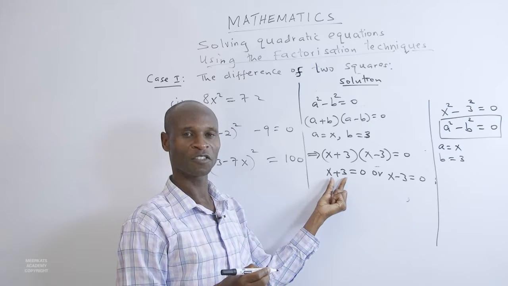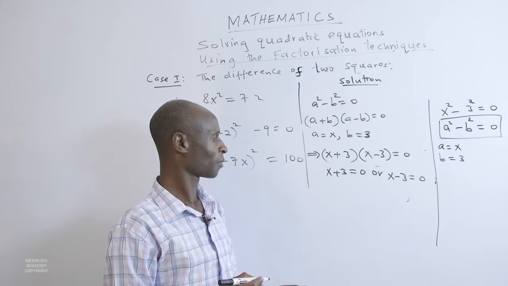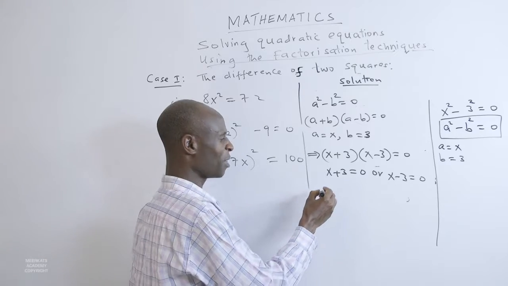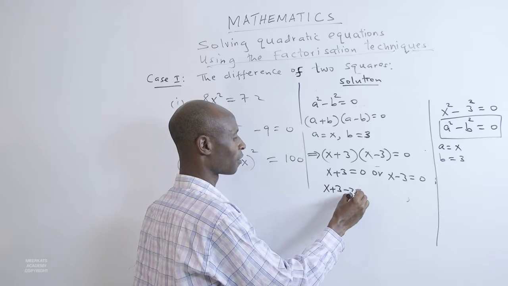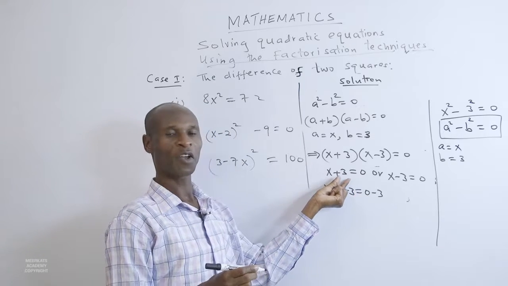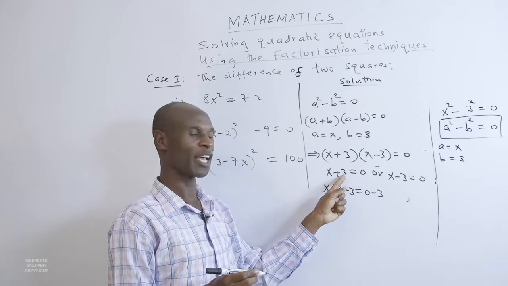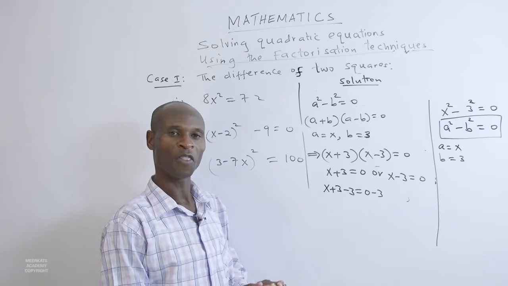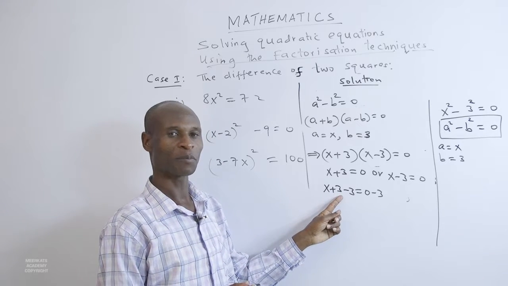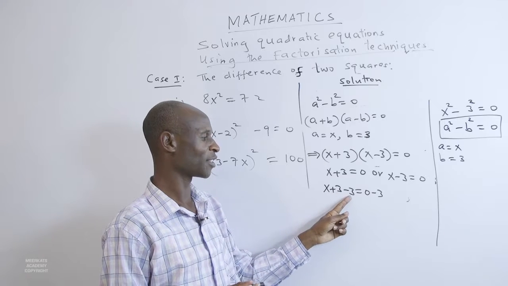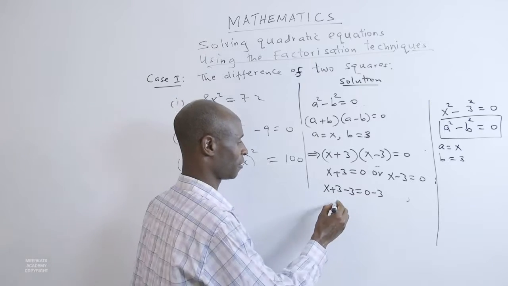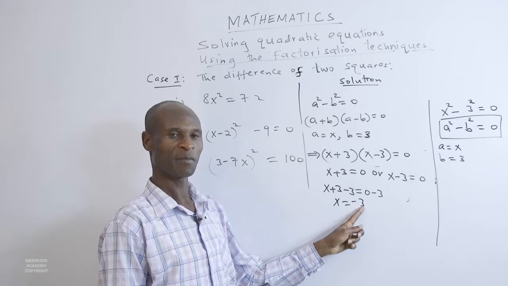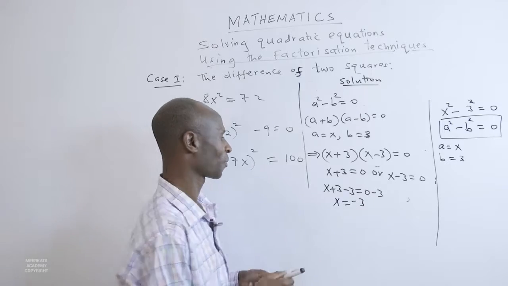So what is the value of x for the first linear factor? The value of x for the first linear factor will be, we subtract 3 on both sides because we have x plus 3. That means the constant term is positive. So to eliminate it on the left-hand side, we subtract. So we shall say x plus 3 minus 3 is equal to 0 minus 3. So the value of x is equal to minus 3 because 0 minus 3 is minus 3.